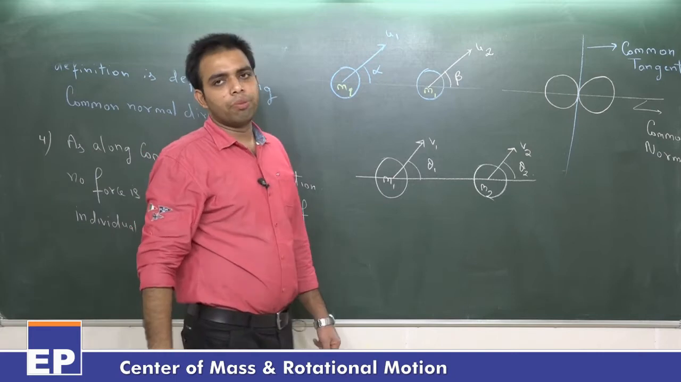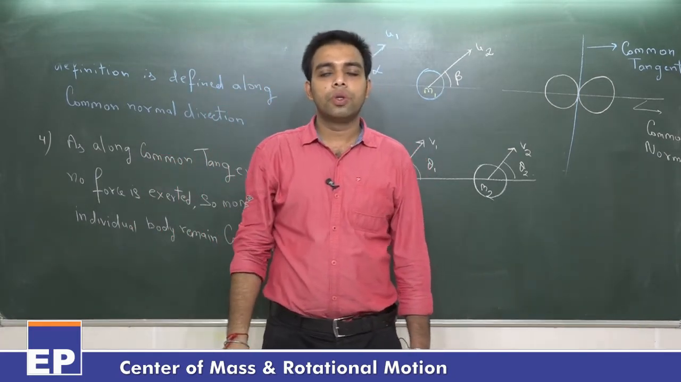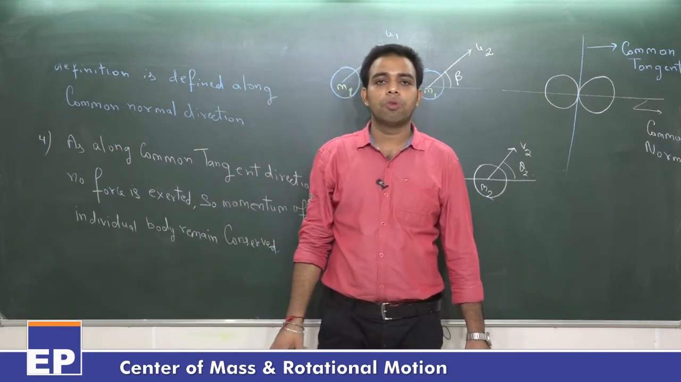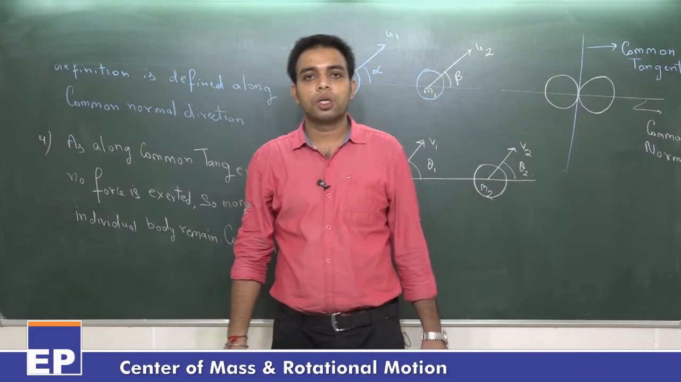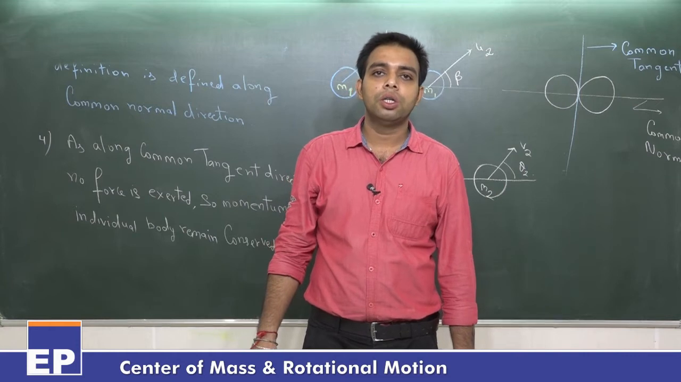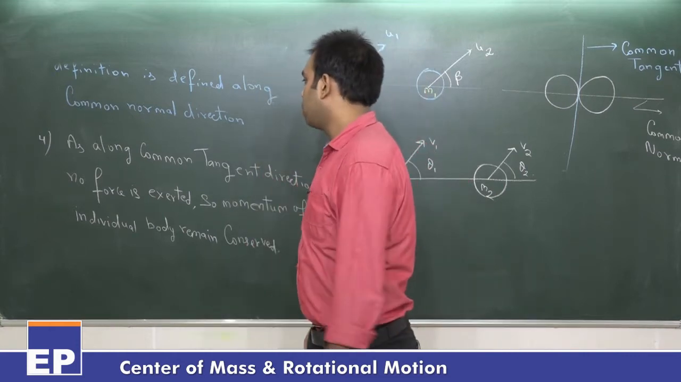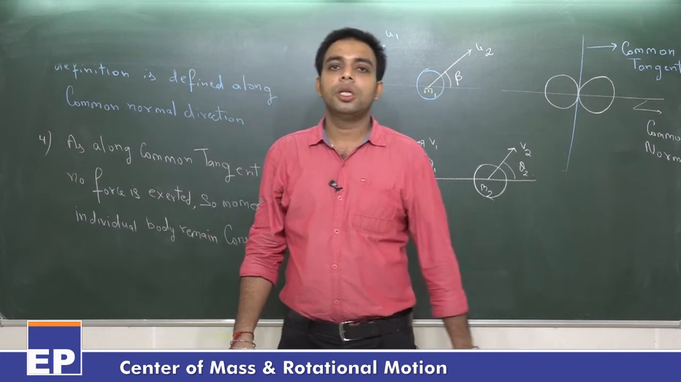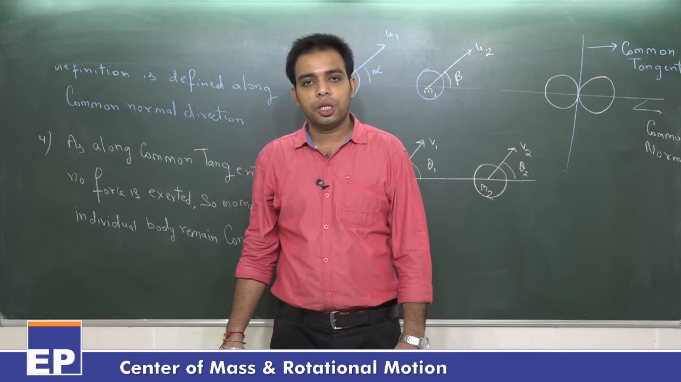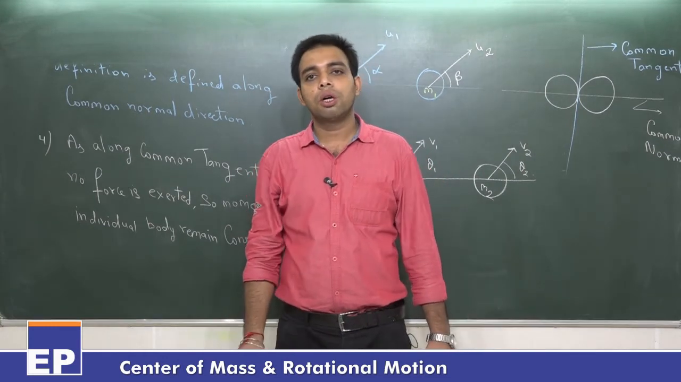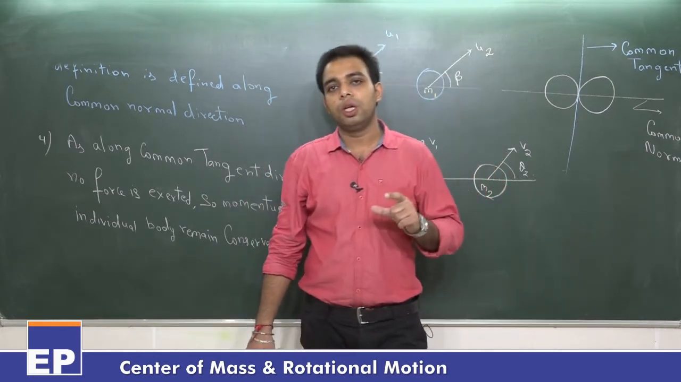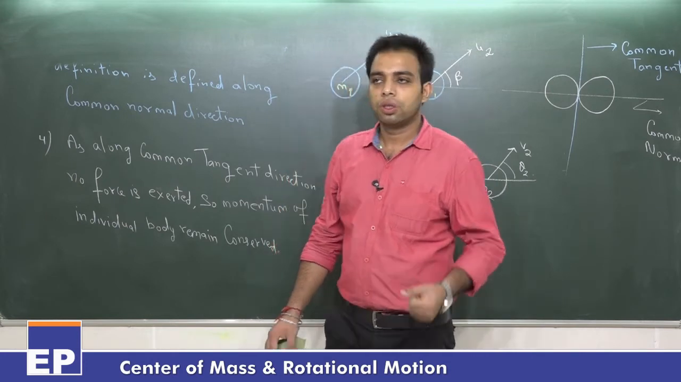So it is also a very important point that the coefficient of restitution, we know the definition, is a ratio of velocity of separation to the velocity of approach. It is only defined along the common normal direction. It is not defined along the common tangent direction. And the next thing is, along common tangent no force is exerted. If there is no force exerted along the common tangent direction, so you can say that in the common tangent direction, even the magnitude of the momentum of each body, not of the system, remains conserved. Is it clear?